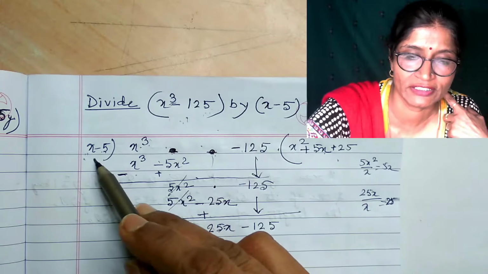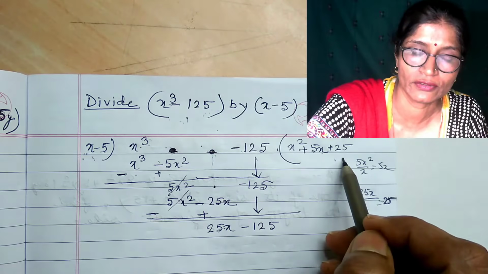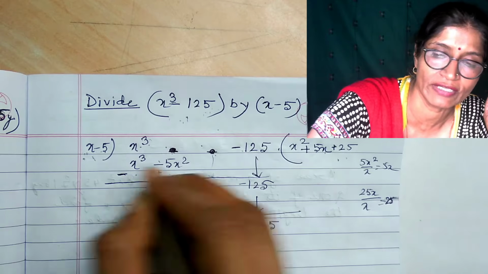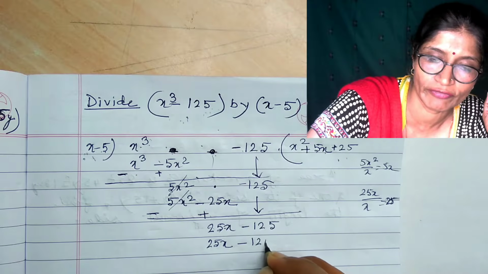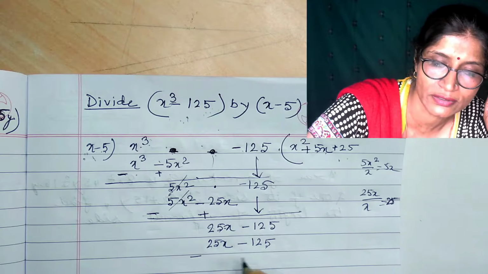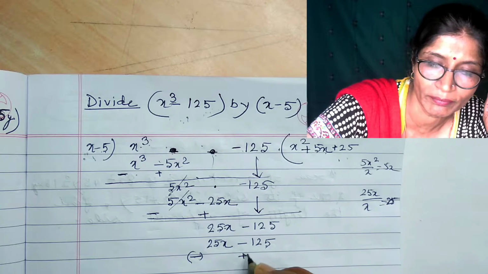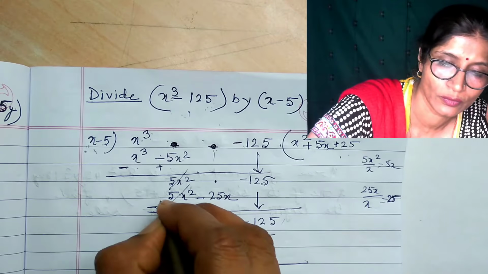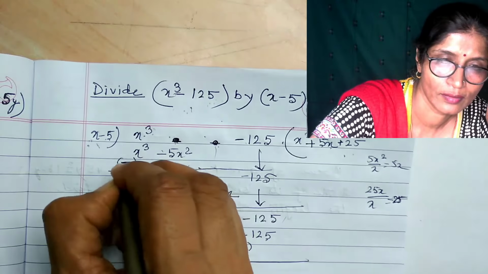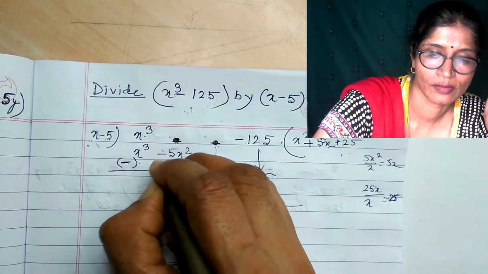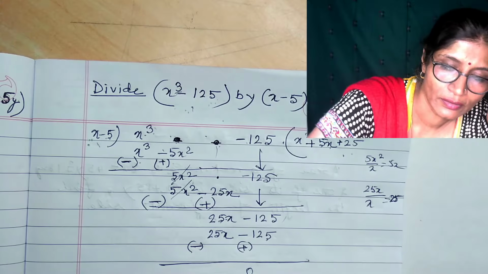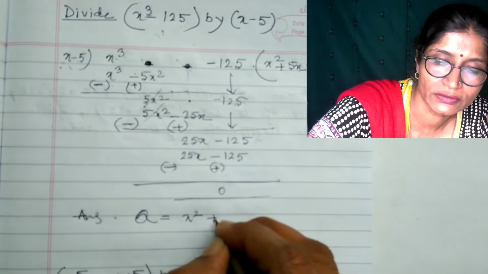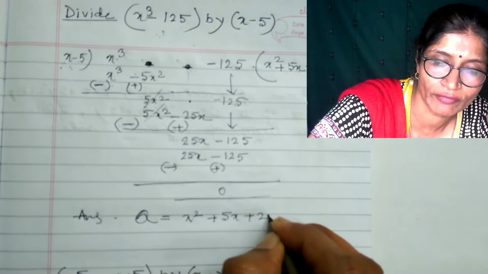Now this x minus 5 is there. I have to multiply it by the 25. So x multiplied by 25 is 25x, minus 5 25s. So it is minus 125. 25 5s are 125. Now change the signs. This will become minus, this will become plus. So both will be cancelled and the remainder here is 0. So your answer is what? Quotient is equal to x square plus 5x plus 25.